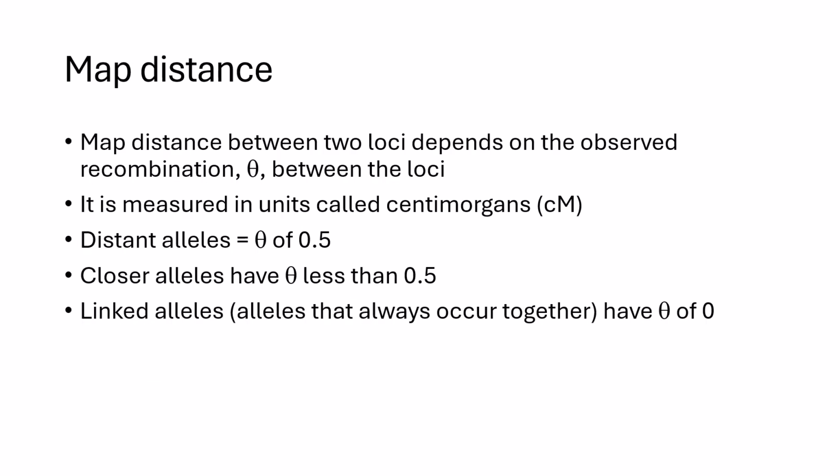Map distance is another terminology which is used. It may not necessarily be too important for you, but to see how distant those two loci are, it depends on how many recombination events have been observed between those two loci. It is measured in units called centimorgans, and distant alleles are those which are independently assorting, in other words, theta of 0.5. Closer alleles have theta of less than 0.5. Linked alleles, alleles that always occur together, have a theta of 0.